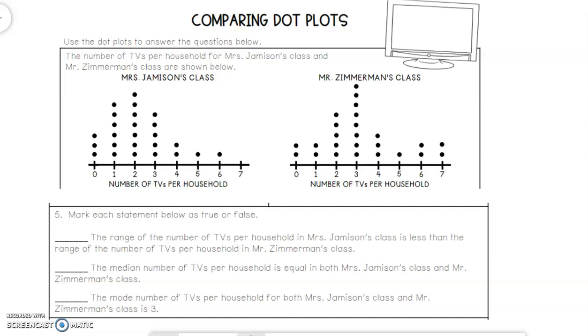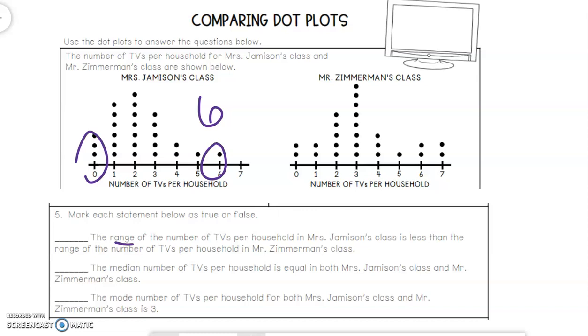So the first question says the range of number of TVs in the household of Miss Jameson's class is less than the range of the number of TVs per household in Miss Zimmerman's class. Well, I need to know the ranges in order to do that. The range is the difference from the high and the low. Looking at Miss Jameson's class, I look where the last dot is. I can't count 7 as the high because there's not a dot there. So that's not included in my data set. 6 is the highest number with a dot at it. 0 is the lowest number with a dot at it. And 6 minus 0 would make a range of 6.